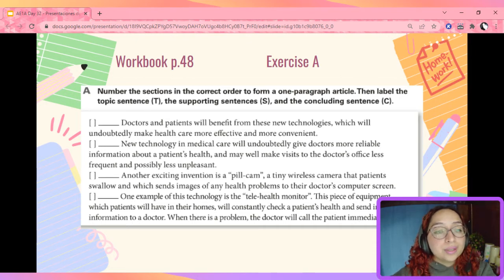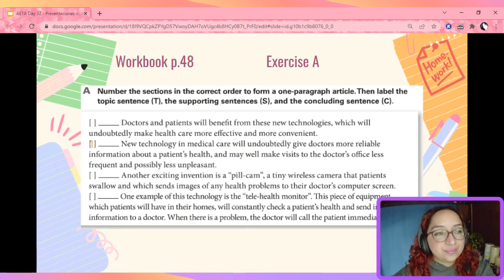Okay, we're going to check together in class, but what I can tell you is that the first sentence is this one. New technology in medical care will undoubtedly give doctors more reliable information about a patient's health, and may well make visits to the doctor's office less frequent and possibly less unpleasant. The rest we're going to check together.